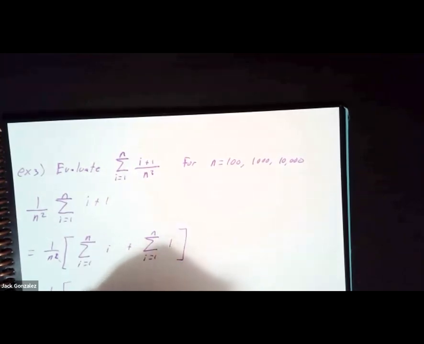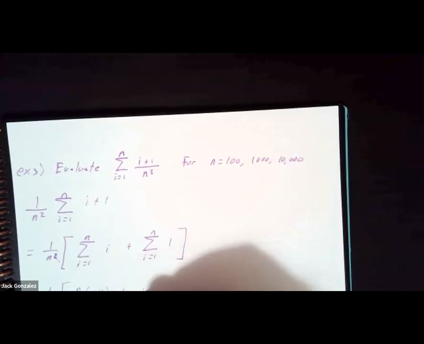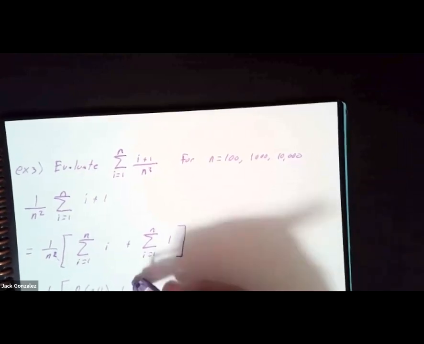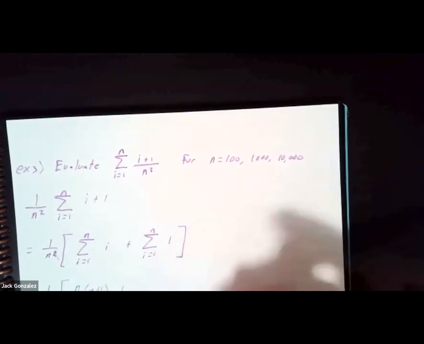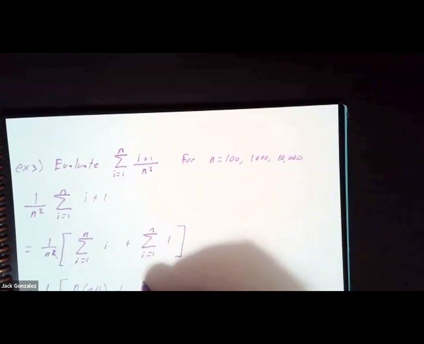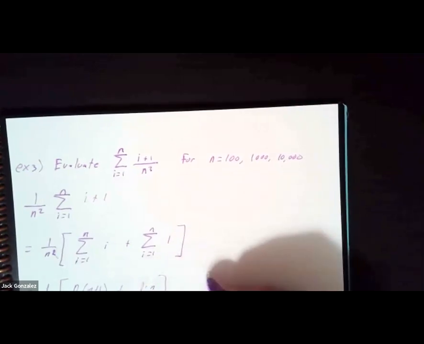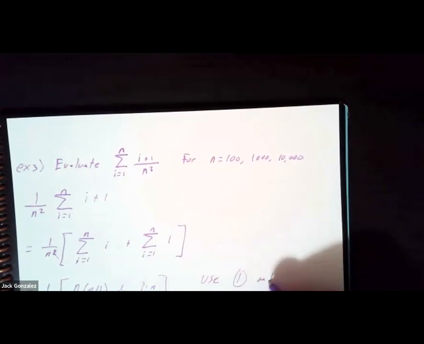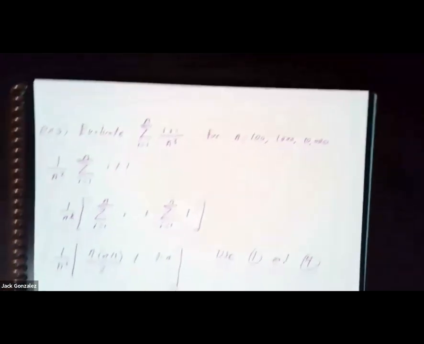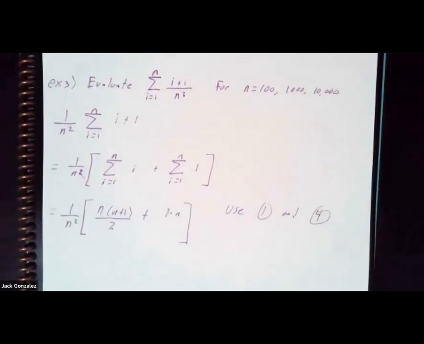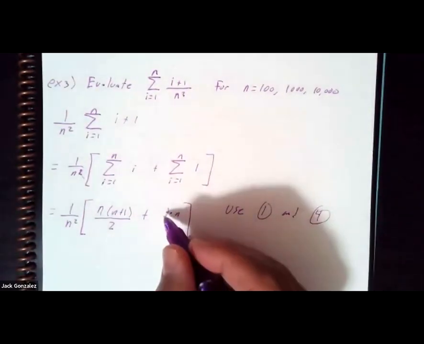So this becomes n times (n plus 1) over 2 plus n. Technically 1 times n, right? That's C is 1. We use 1 and 4 right here. Does that make sense up to this point?